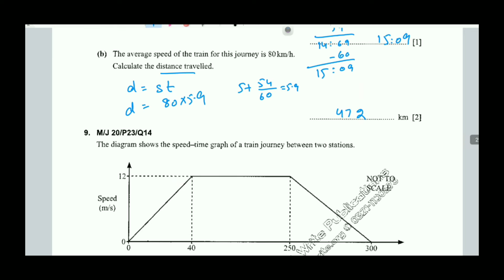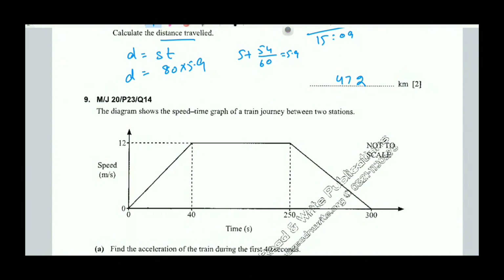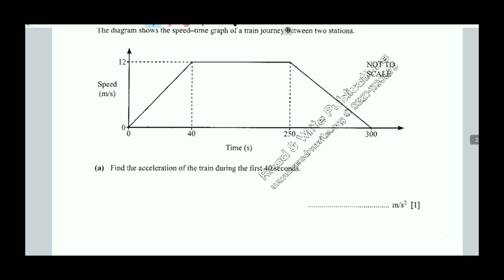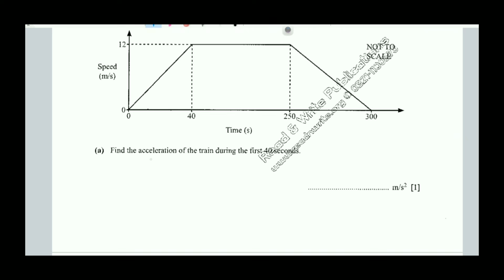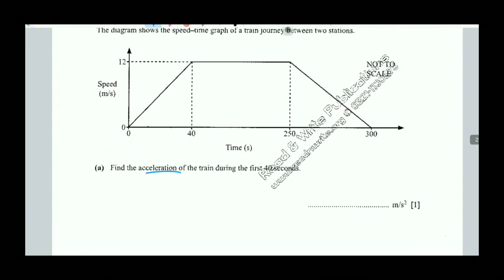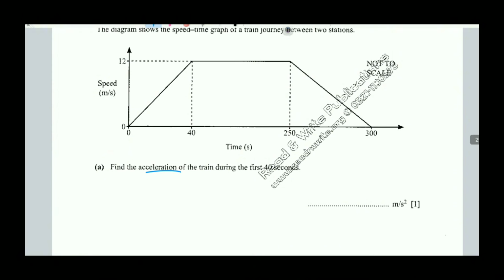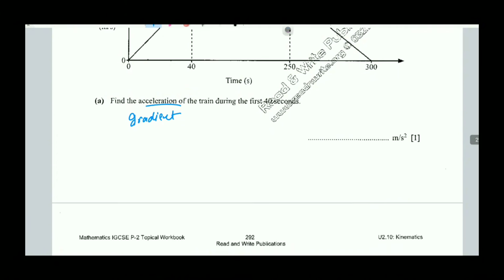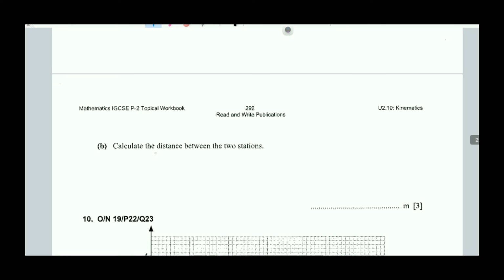Okay. So next question, the diagram shows the speed-time graph of a train journey between two stations. Find the acceleration of the train during the first 40 seconds. So here acceleration means gradient. You can find the gradient easily. You have to find the gradient of this side, this slope. Okay, calculate the distance between two stations.